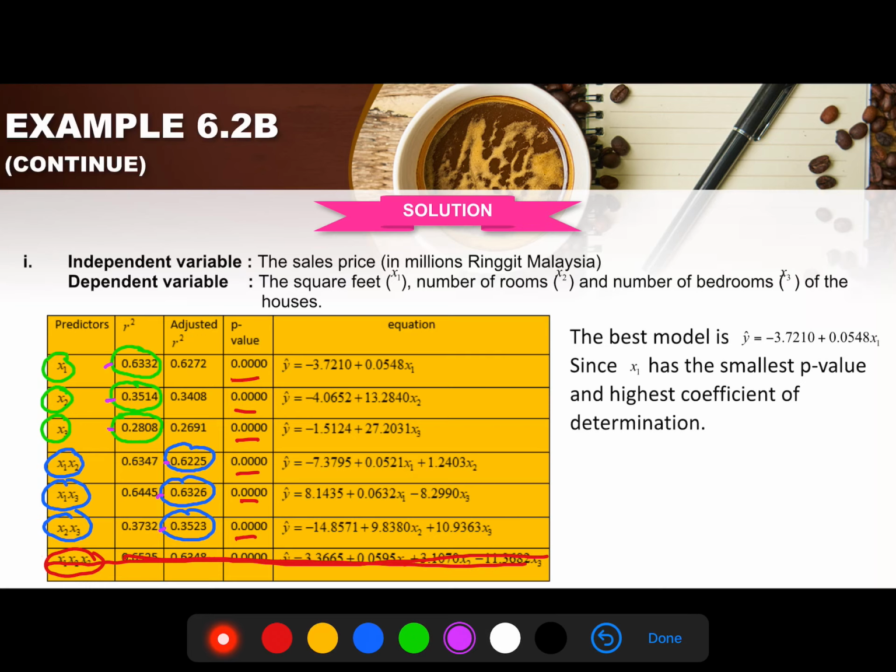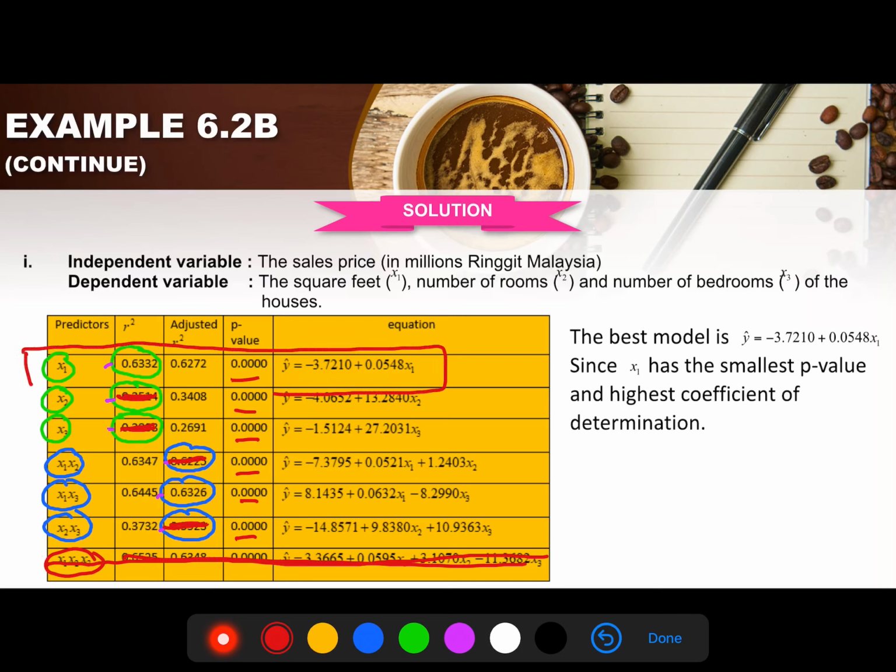Why? Because of the highest coefficient of determination. Look at here, 0.3 is smallest, 0.3 is smallest, 0.2 is also smallest. 0.63, okay, here is smaller, 0.62. 0.6326, 0.6332, which one is the highest? This one.